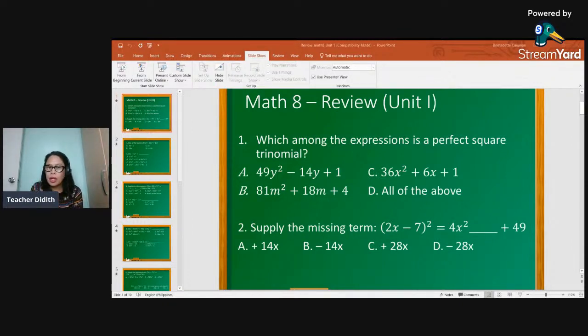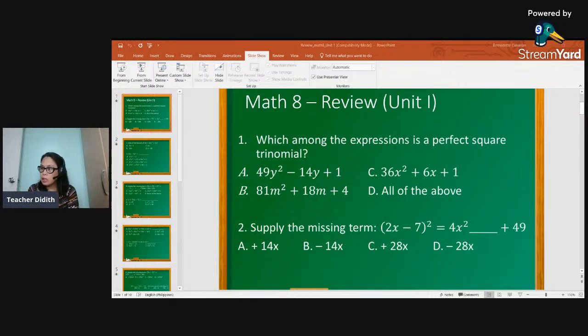So you said A, you're correct because the first and the last terms here are perfect squares, but the middle term is actually the product of the square roots of the first and the last terms times 2. So we know that the square root of 49y squared is 7y and the square root of 1 is 1. So as we work on the product of the two and then we multiply this by 2, the result must be the middle term regardless of the sign. So definitely this is the correct answer.